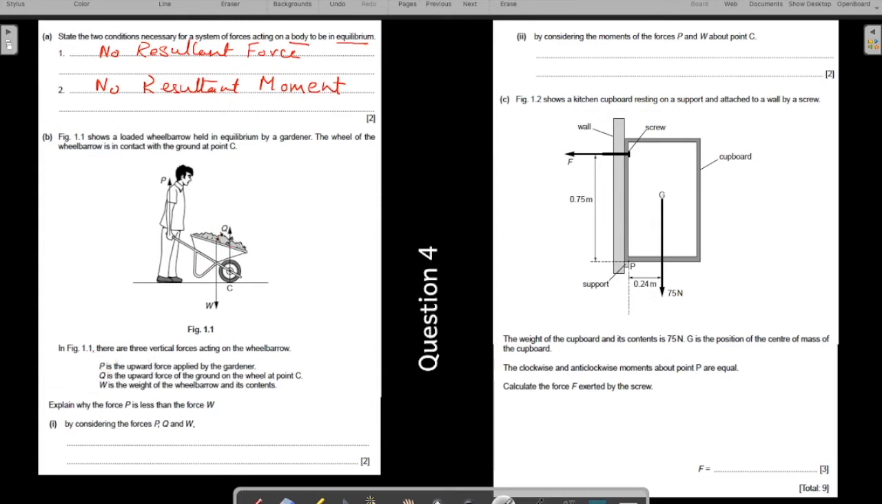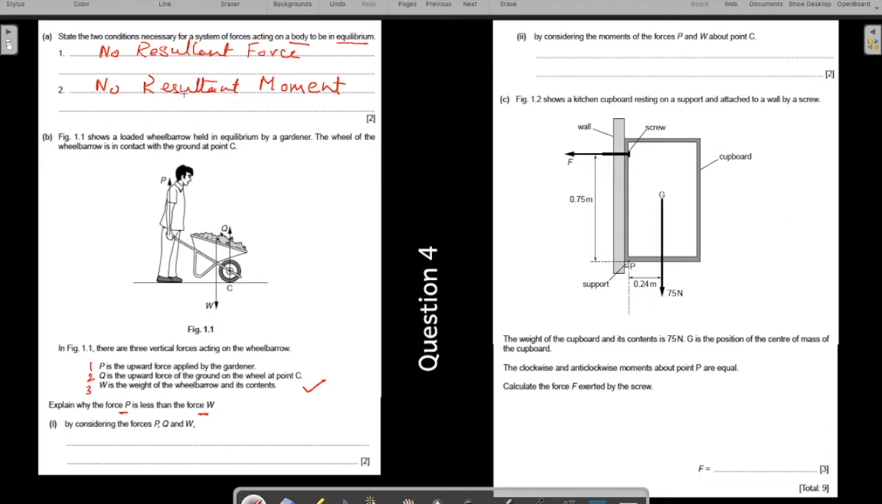They are saying force number 1, which is P, is the upward force applied by the gardener. Force number 2, Q, is the upward force of the ground on the wheel at point C. Force number 3 is W. W is the weight of the wheelbarrow and its content. So the 3 forces are given to you. Read the explanation to understand what kind of forces they are. So explain why the force P is less than the force W.